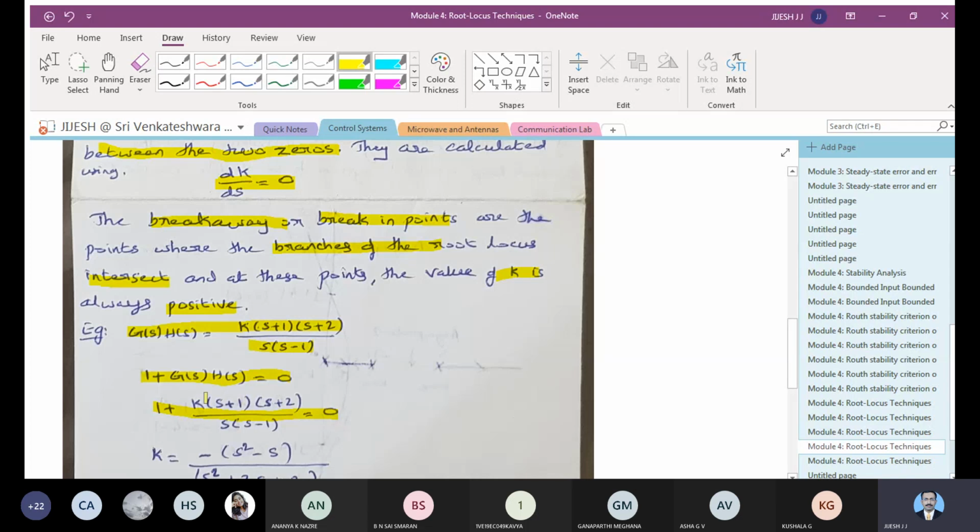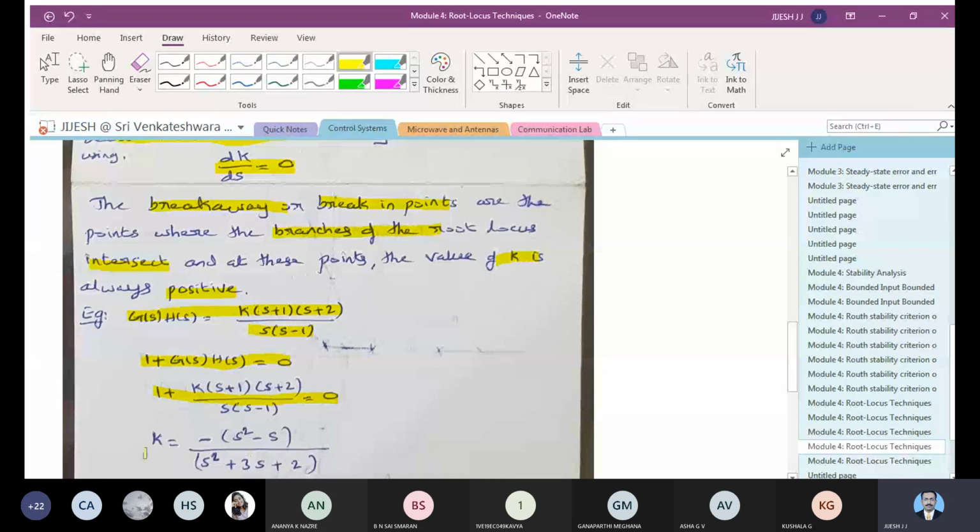Now here you can find K. When you simplify it for K, you can do all the simplification steps, and you will get K as minus of s square minus s divided by s square plus 3s plus 2. This is just simplification. That is what you're going to get for K.